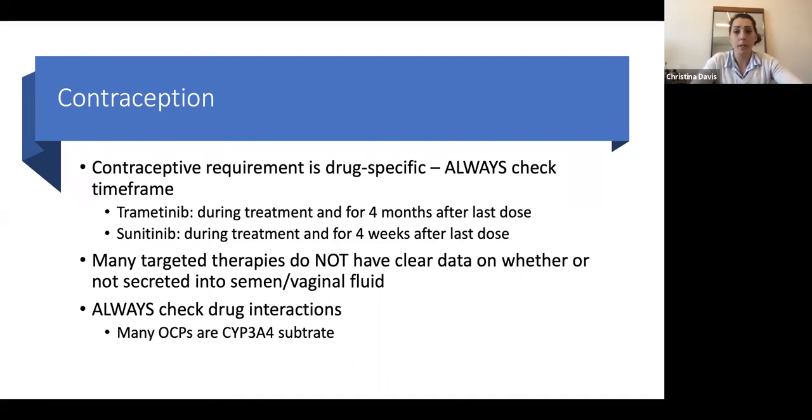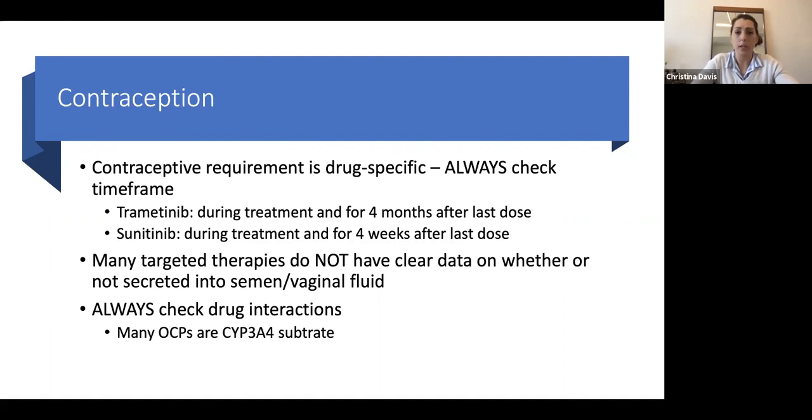So for trametinib, women are required to use an effective form of contraception during treatment and for at least 4 months after the last dose. So that's a long time for women to have to be reminded, okay, 4 months after the last dose, I cannot become pregnant. Whereas sunitinib, it's during treatment and for 4 weeks after the last dose.